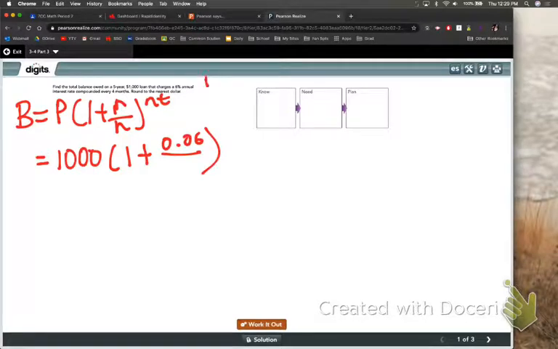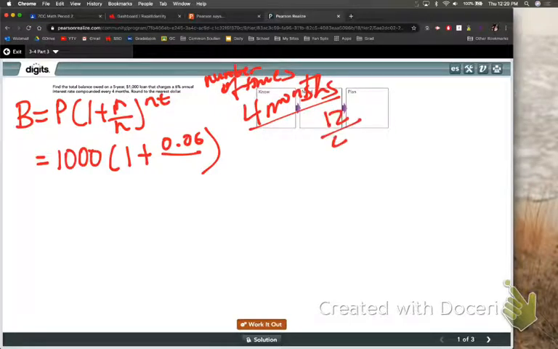Now, this is the part which is going to be confusing to people. The N references the number of times in a year. So we have to do some thinking first. If it's every 4 months, how many times is it occurring in a year? We do a little math on the side: 12 divided by 4, which is 3. So it's compounded every 4 months, which means it's compounded 3 times in 1 year. So technically the N value is going to be 3.